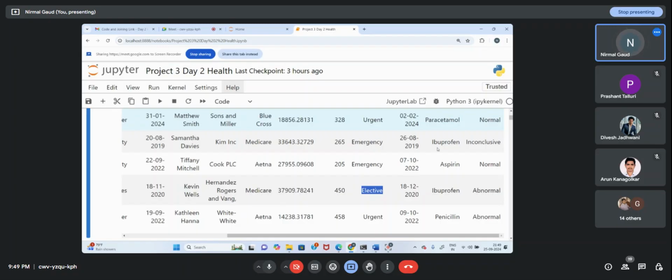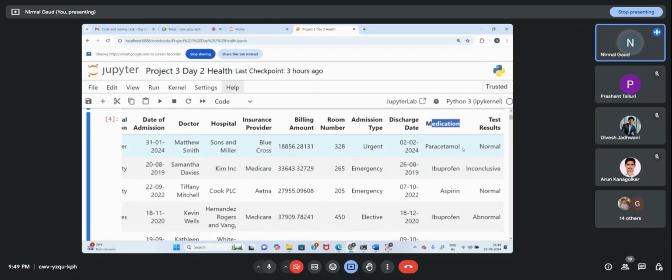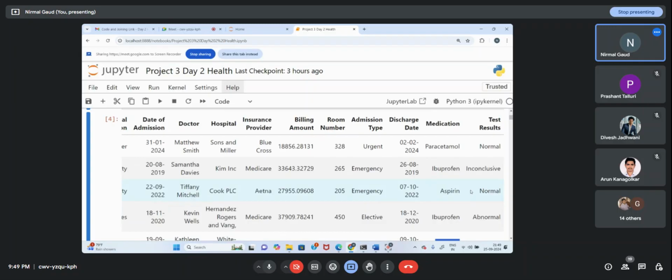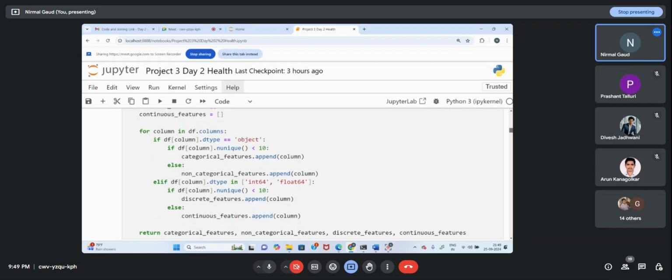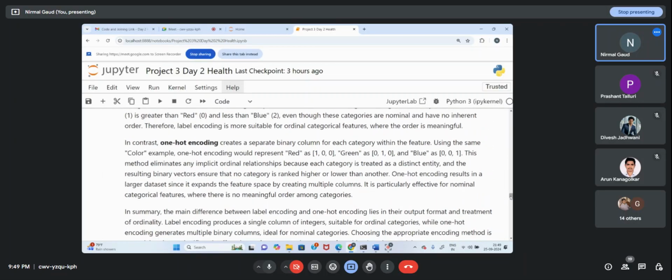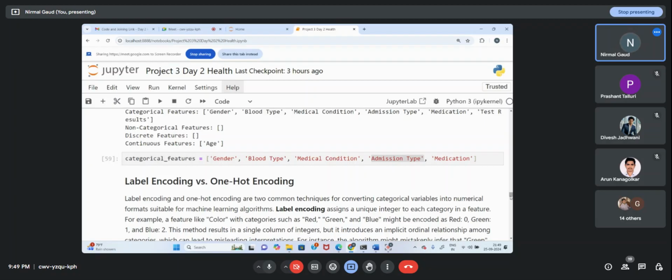Then related to the medication, it's quite clear that medicines are not in order. Paracetamol, aspirin, ibuprofen, penicillin, and all these. These are all not ordinal. So I need to make one hot encoding for that. You may see in some references where people have taken all of them in label encoding.